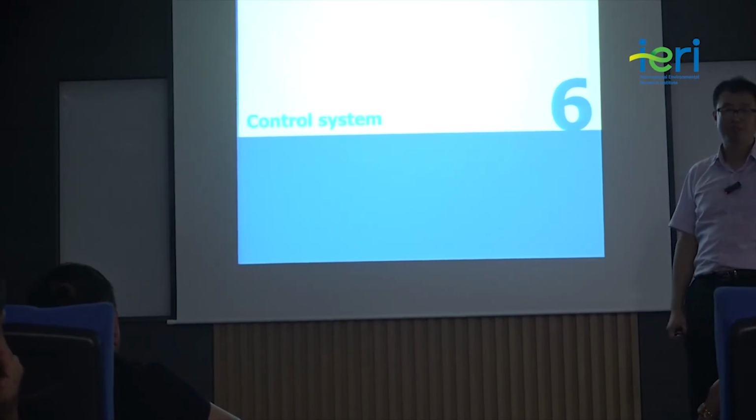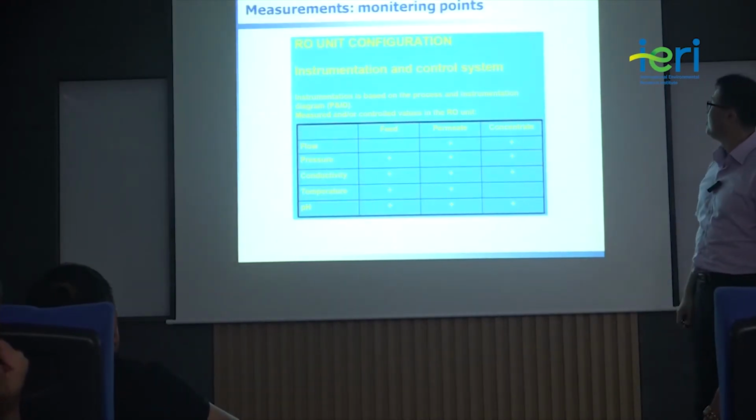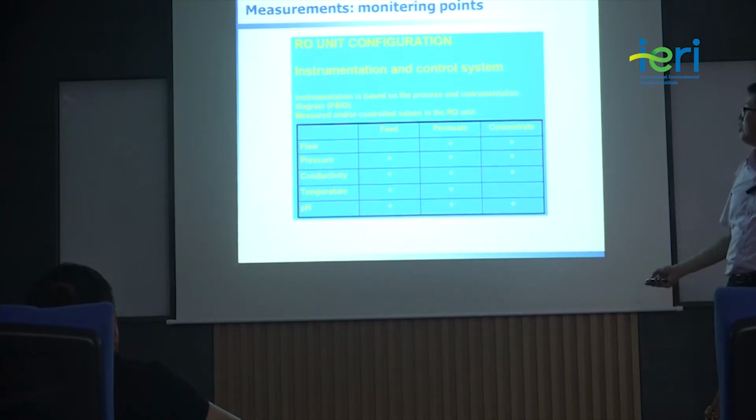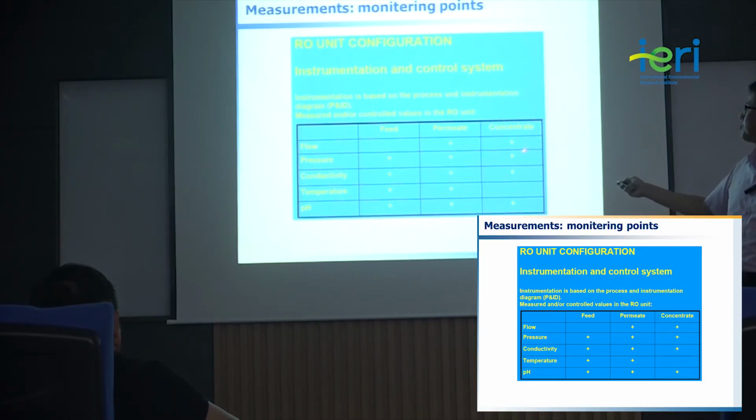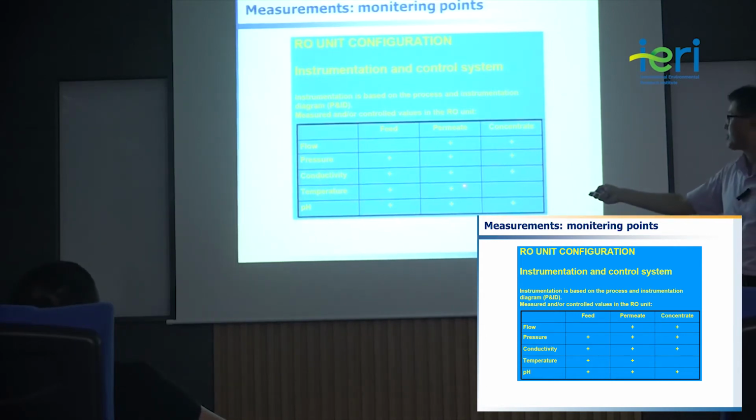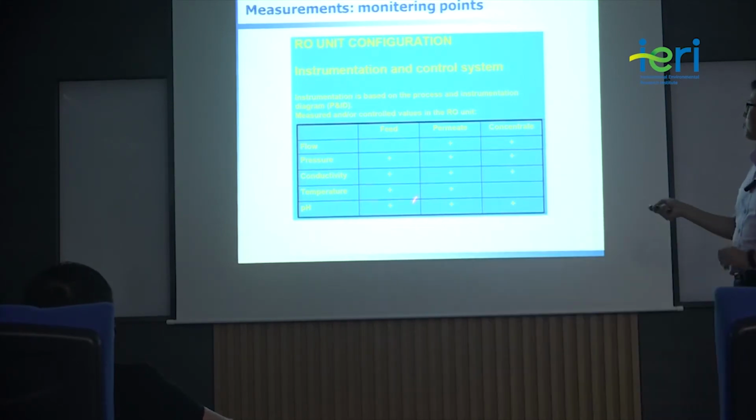Okay, now almost done. Control system. In a reverse osmosis system, we have feed water, permeate water. This one is the product, seawater, fresh water, concentrate. You can measure at least 2 flow rates, 3 pressures, 3 water qualities, conductivity. Conductivity represents salinity. Also temperature and pH. There are measuring instruments for these points.